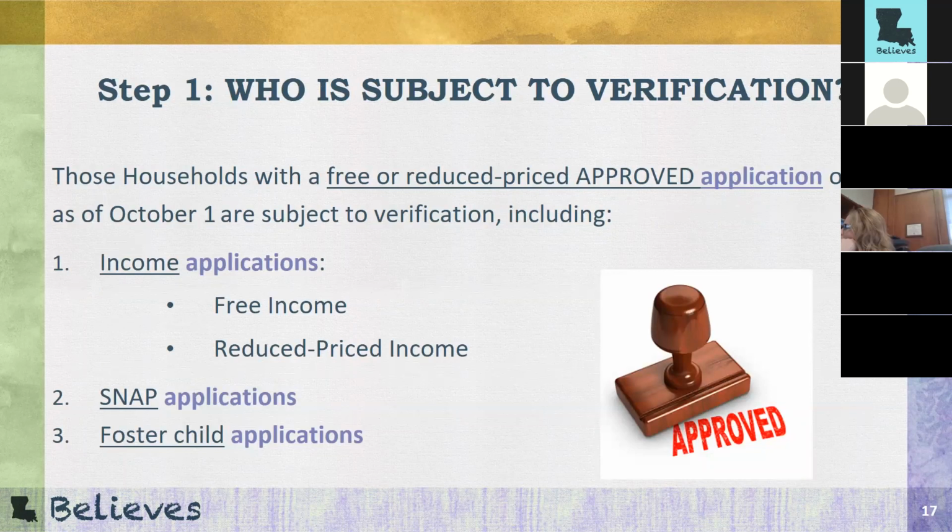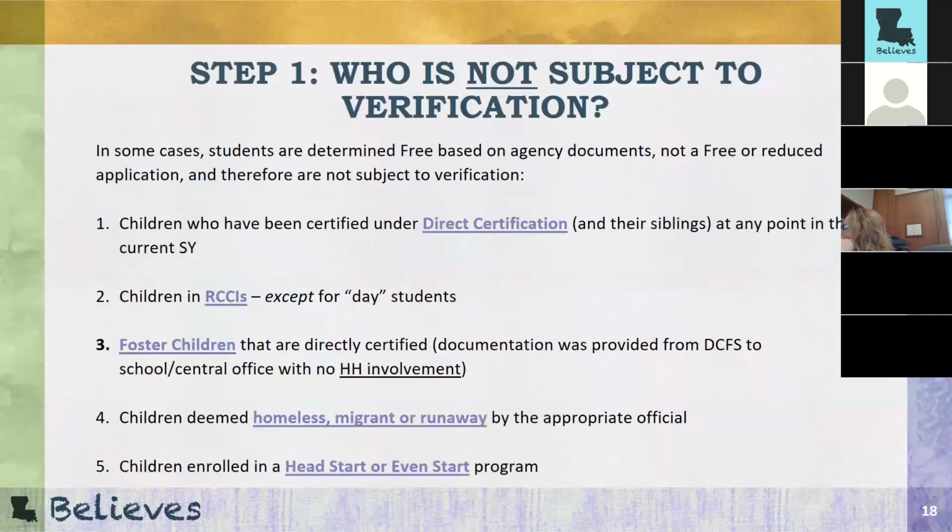Who is subject to verification? Those households with free or reduced price approved applications on file as of October 1st are subject to verification, including income applications, free income, reduced price income, SNAP applications, and foster child applications. In some cases, students are determined free based on agency documents and not on the free or reduced applications, and therefore they are not subject to verification.